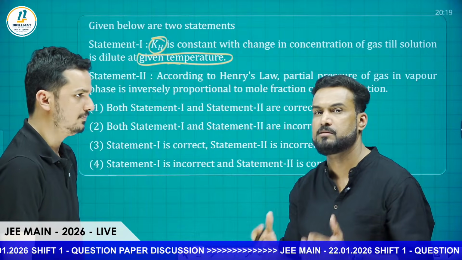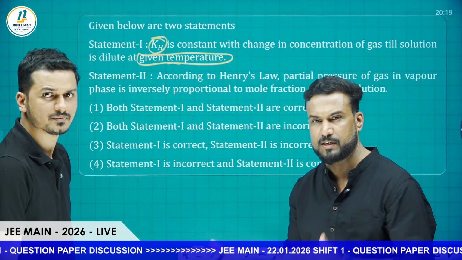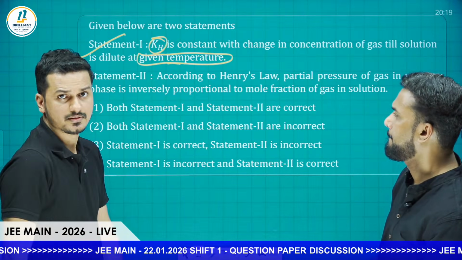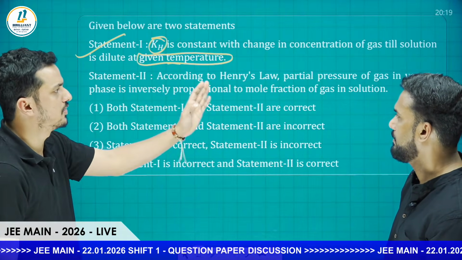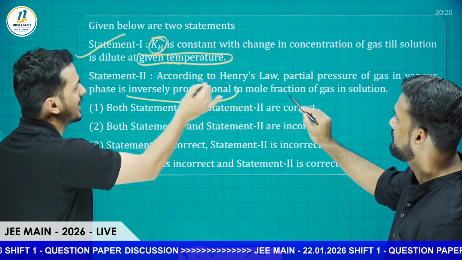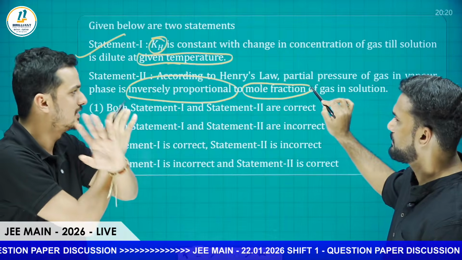Partial pressure of a gas is directly proportional to the mole fraction in the solution. That is correct. So this one is correct. Second one: according to Henry's law, partial pressure of a gas in vapor is inversely proportional to mole fraction. That's wrong.